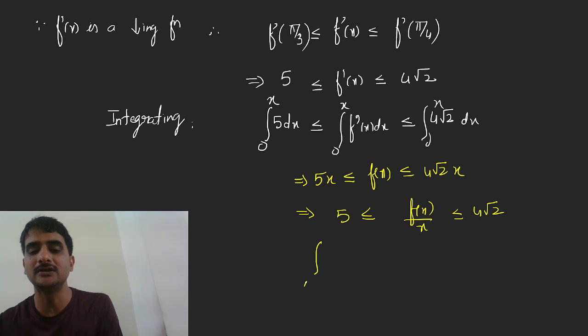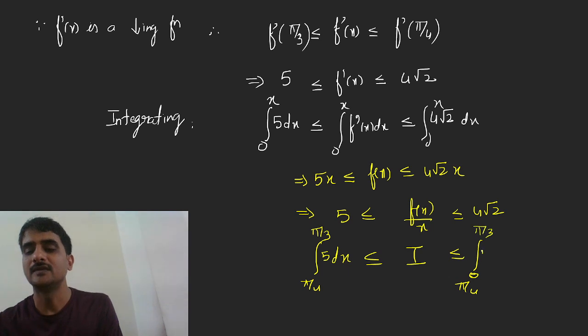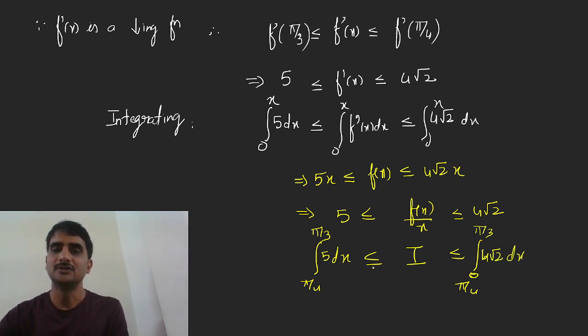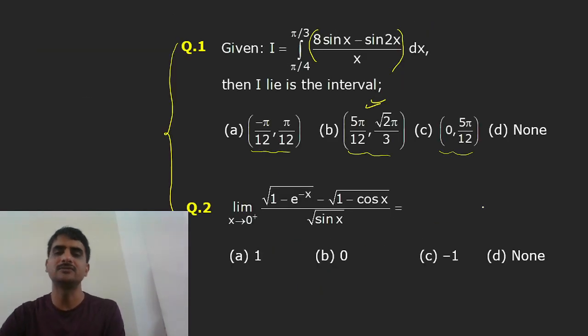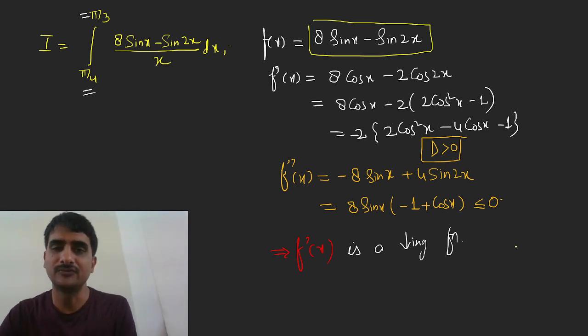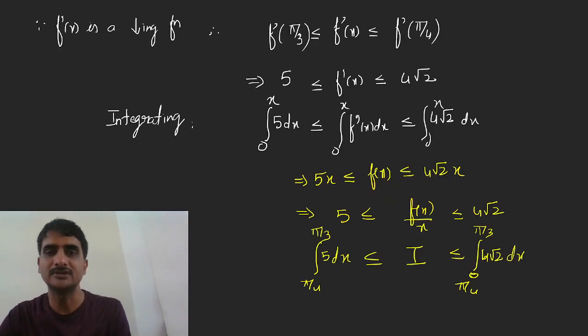Now integrate in the required interval, bachcho. That's it. So that gives us I. It gives you the integral from pi by 4 to pi by 3 of 5 dx up to 4 root 2 dx. That's it, bachcho. So hence you get the answer. You can easily check it. So that was a nice question because of this approach. I really found it to be a very good question. That's why I shared it here.